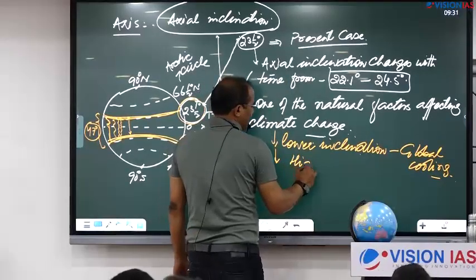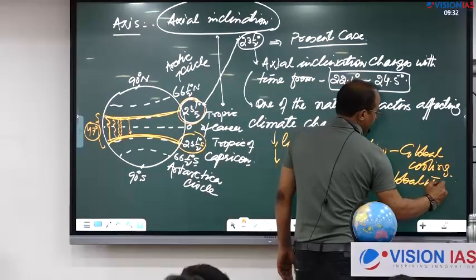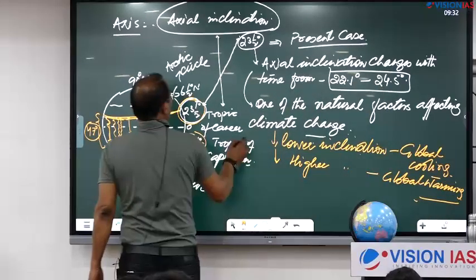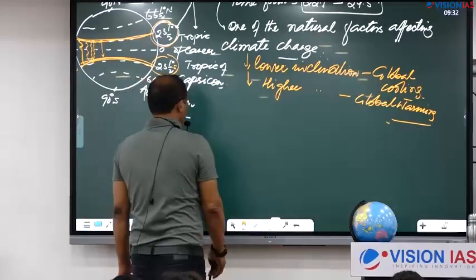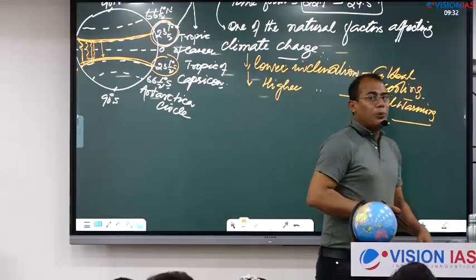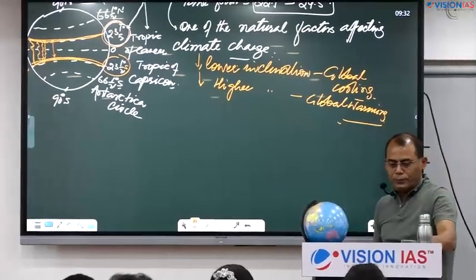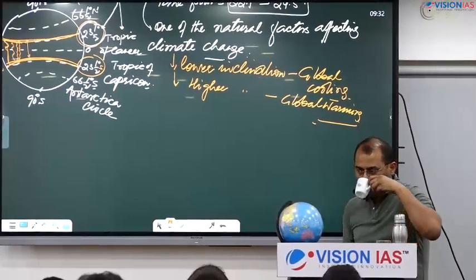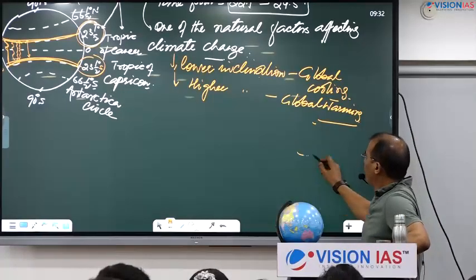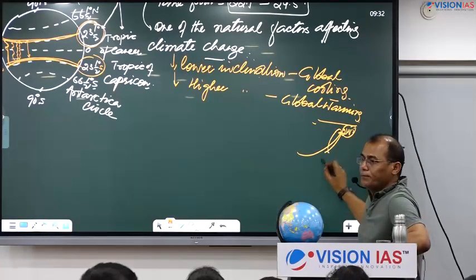If it is higher inclination, it is a part of global warming. That's why axial inclination, or variation in axial inclination, is an important natural factor affecting climate change. So this axial inclination is moving from 22 to 24.5. That's why we are in a global warming period.